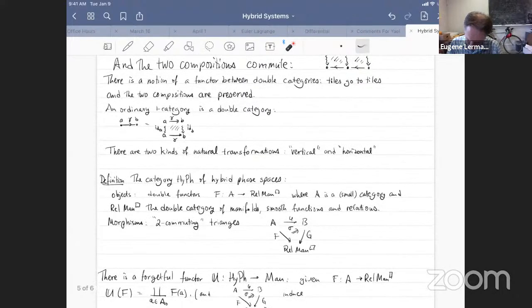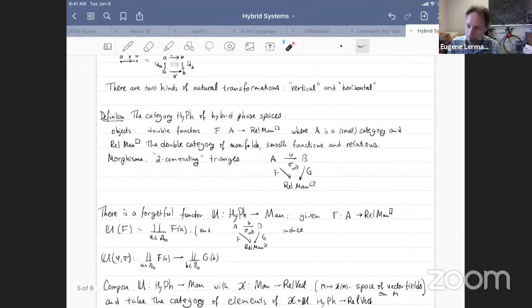So here's the definition of a category of hybrid phase spaces. The objects are going to be double functors from some indexing categories. You could take them to be small. You probably should take them to be small. And I think in most cases, they're at most countable. There is no reason for them to be uncountable.